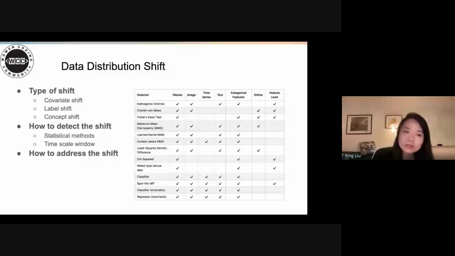There are statistical methods. I have a list of these statistical methods, and I think it would be too much to memorize all of them. They are all in the books if you want to look into this. And there are also time scale windows to detect the shift, because some changes in the input data, feature shift or label distribution could be caused periodically.